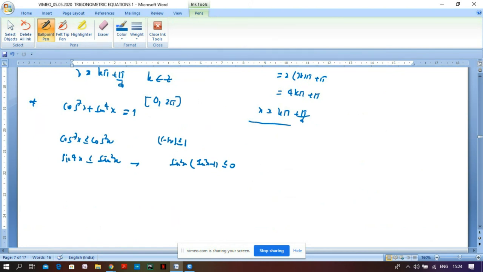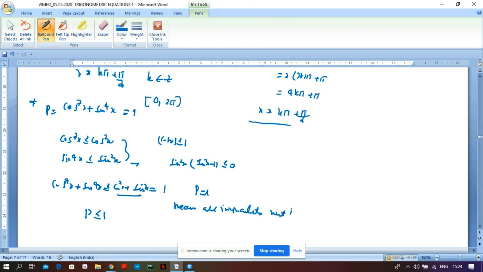Now if that is the case, just add up: cos to the power 7x plus sine to the power 4x is less than or equal to cos square x plus sine square x, which equals 1. So let's call it p. So you got p less than or equal to 1. But p is given to be 1. Means all these inequalities must be equalities.